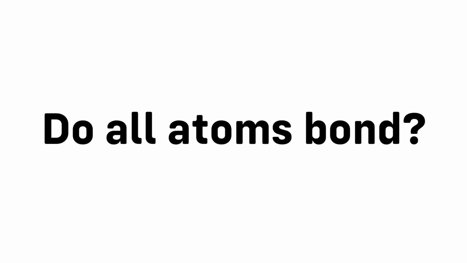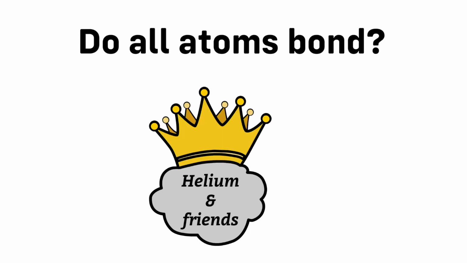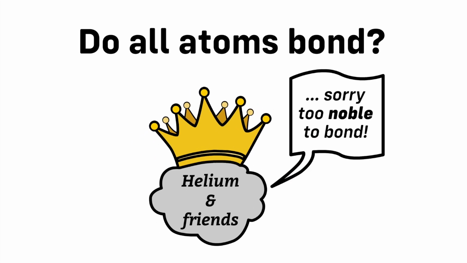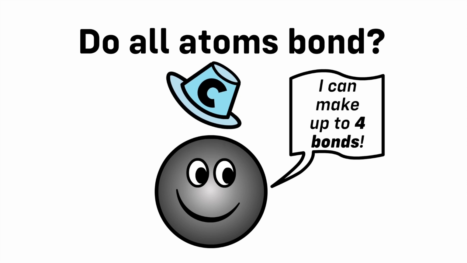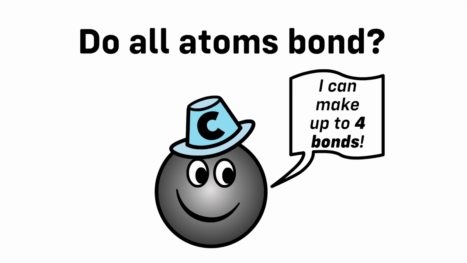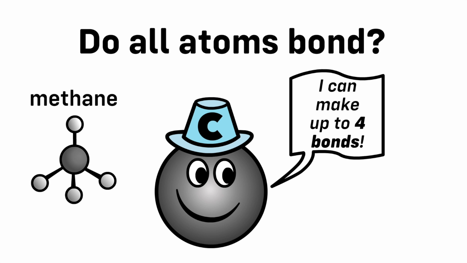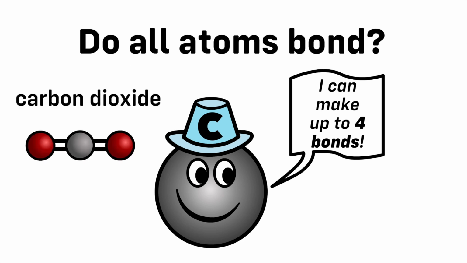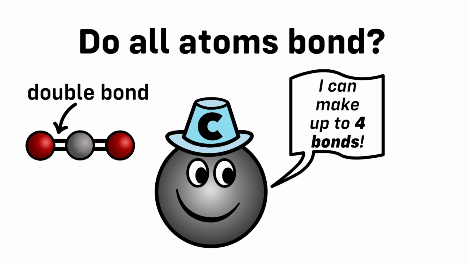Now, do all atoms bond? Well, it depends on the element. For instance, noble gases have no space to make bonds. On the other hand, carbon has space to share 4 electron pairs, so it can make 4 bonds, like the 4 single bonds in methane, or the 2 double bonds in carbon dioxide.